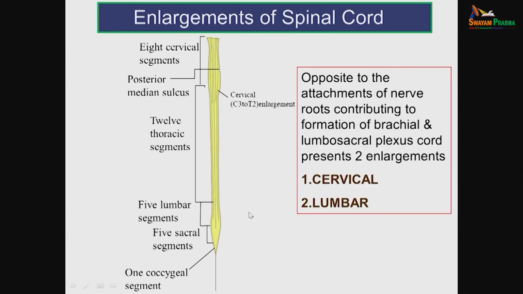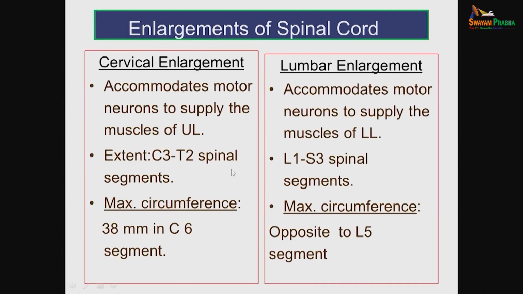Next, we will talk about the enlargements of the cord. You can see this is the cord. There are two enlargements, one cranially, that is cervical, and another one, the lumbar enlargement. These are because of the nerve roots which are contributing to the formation of the brachial and lumbosacral plexus. So, this contributes to the formation of two enlargements, cervical and lumbar segments.